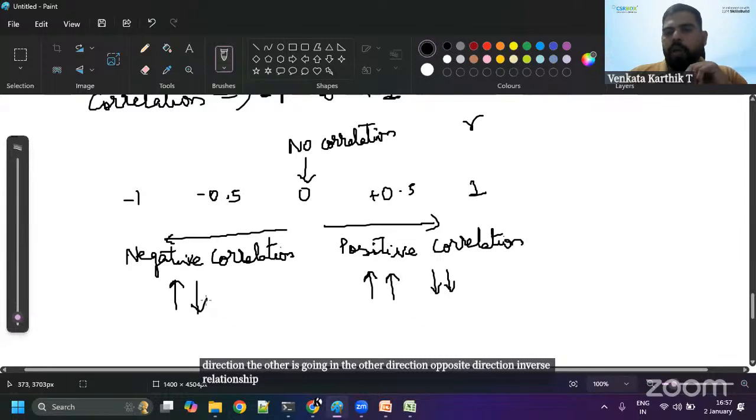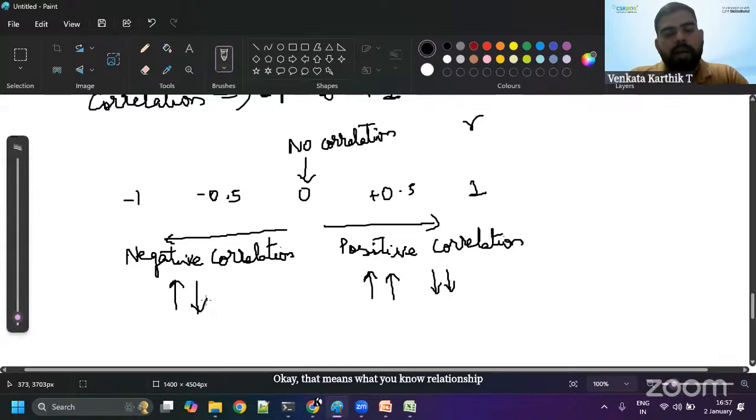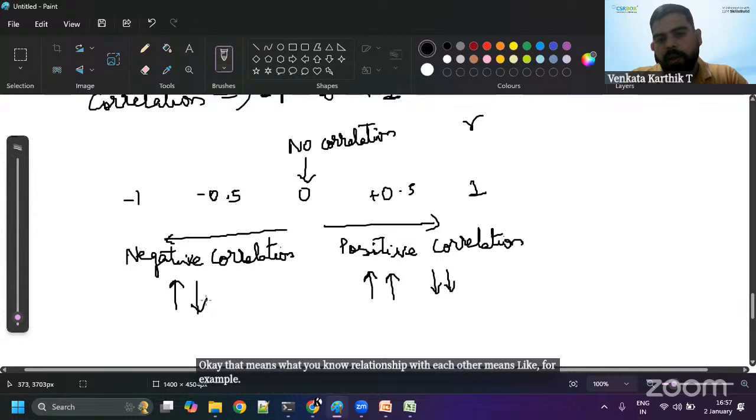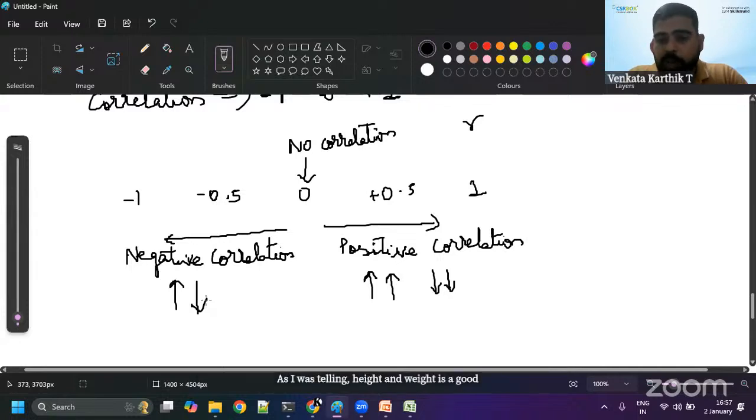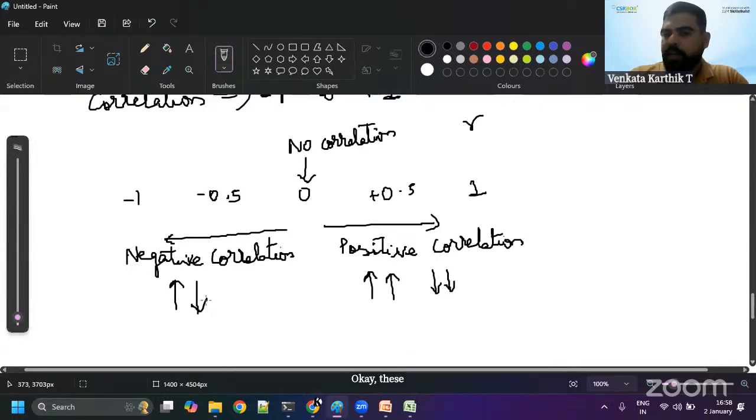Okay. So the purpose of using correlation is to see if two variables are highly correlated with each other or they have any relationship with each other. That means, for example, as I was telling, height and weight is a good example for you to understand, right? As your height is increasing, your weight is also increasing. That means these two variables are related with each other.